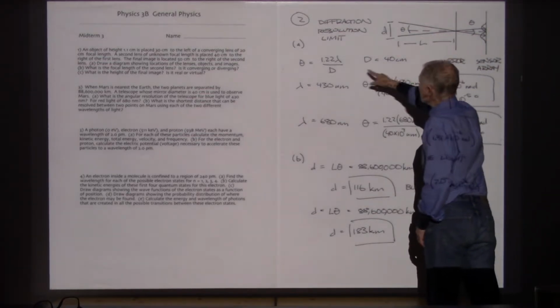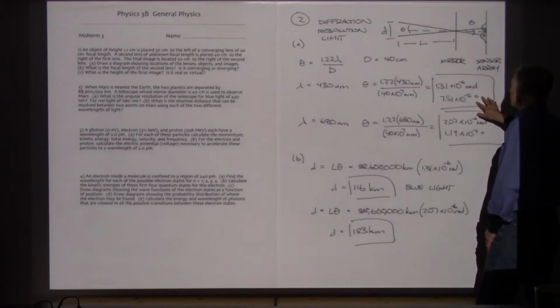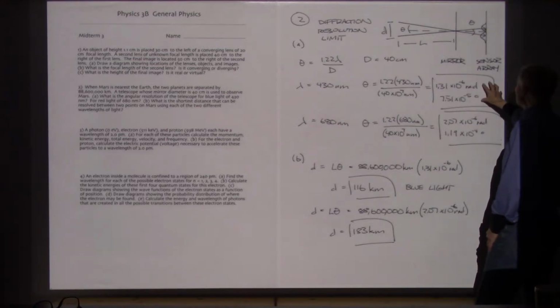So when I carried out this formula, it's coming out in radians, 1.3 times 10 to the minus 6 radians. That converts over into 7.5 times 10 to the minus 5 degrees. That's a pretty small angle. So the angular resolution is given by these numbers.